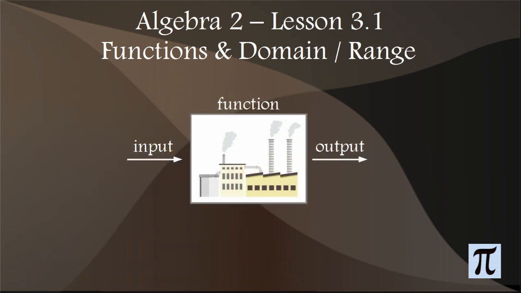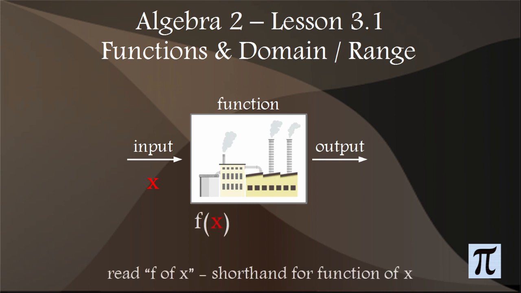You can think of a function as a factory with inputs and outputs. Typically in algebra, the input is a variable, like x. We typically refer to the function like this, with an f and x following it in parentheses. We would read this as f of x. This is shorthand for the function of x. It's a function that's dependent on the input that is x.